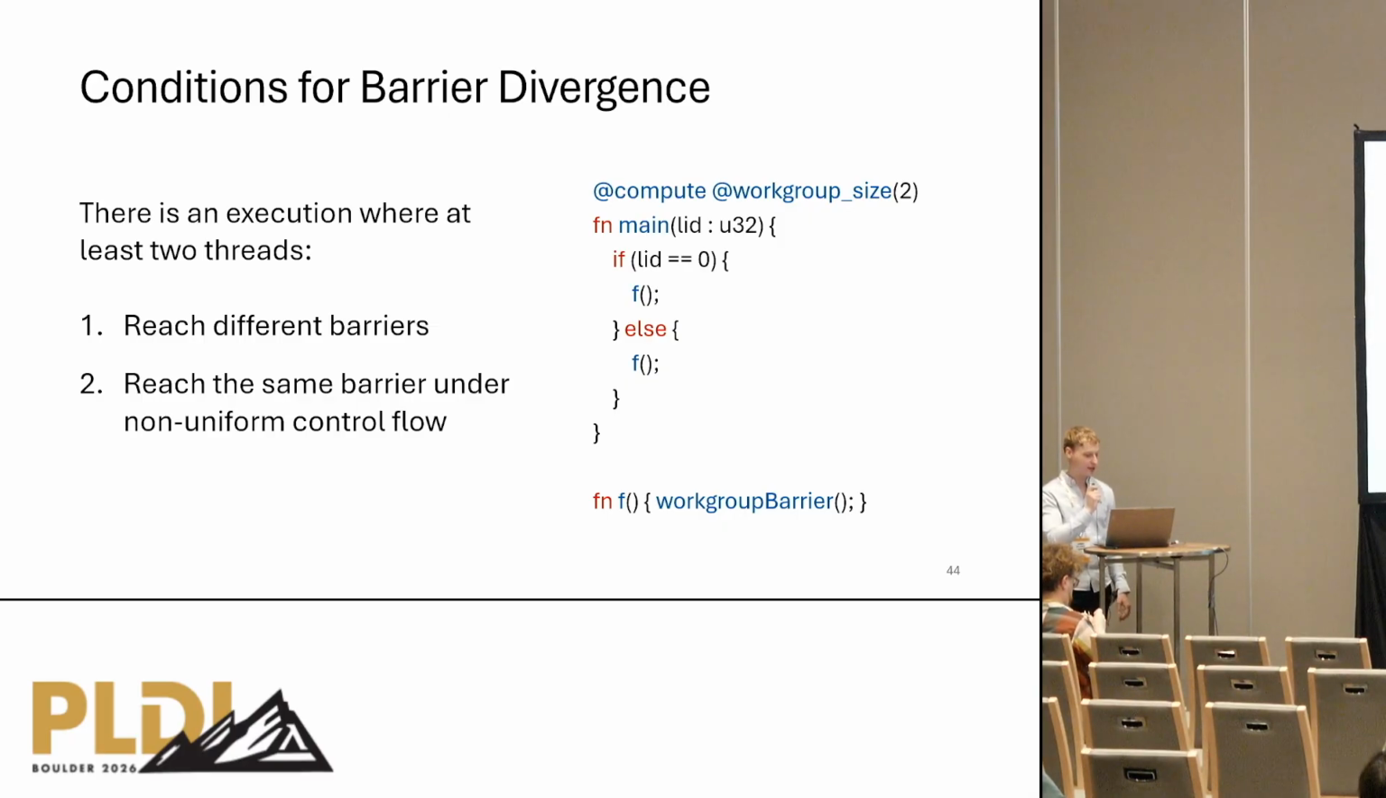This program on the right is an example where thread 0 and thread 1 will reach the same barrier, but they will take different calls to f, and they will reach that same barrier. And for a bit of intuition, the reason it's desirable to consider this undefined behavior is that the compiler will probably want to inline that function f, and if it does so, we'll end up with exactly the program we saw before, which has undefined behavior.